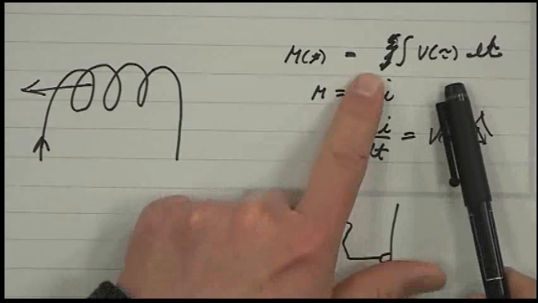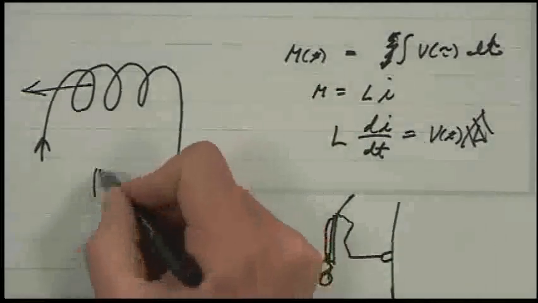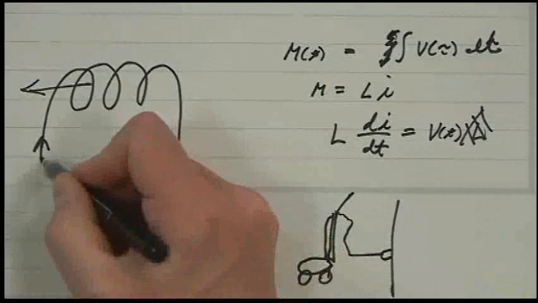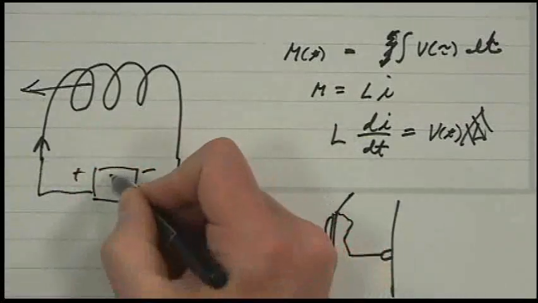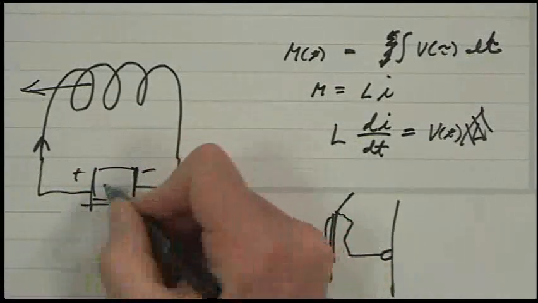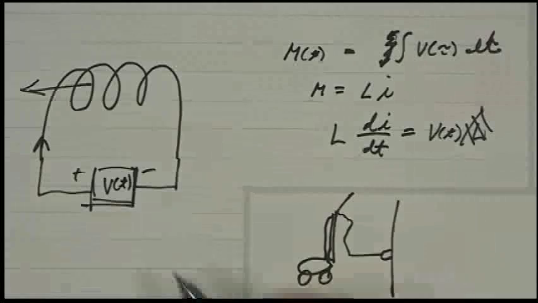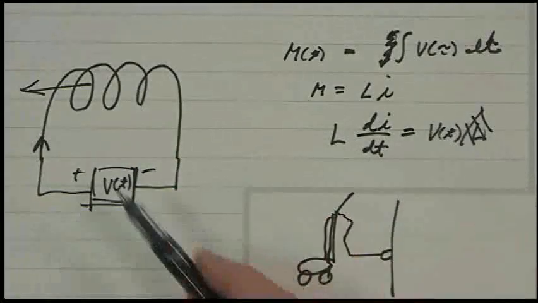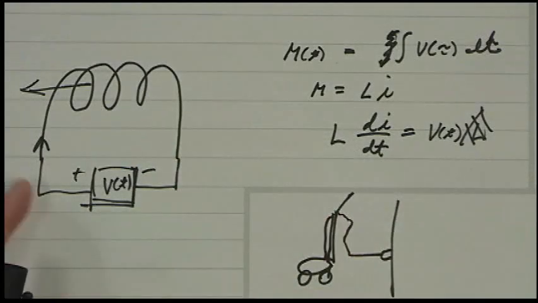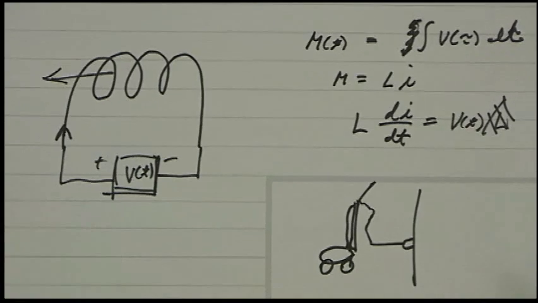So I'm just letting you know that you have an amplifier here, plus minus, and the amplifier drives this thing with a voltage, V of T, and the current is going to be the integral of the voltage. And the magnetic field is going to be proportional to the current, right? So that's how it works. And this will produce a linear magnetic field gradient, okay?